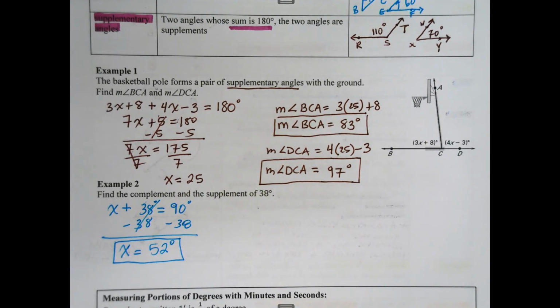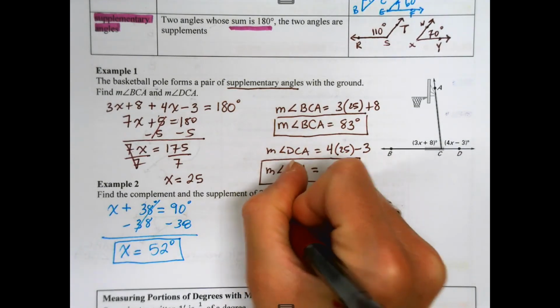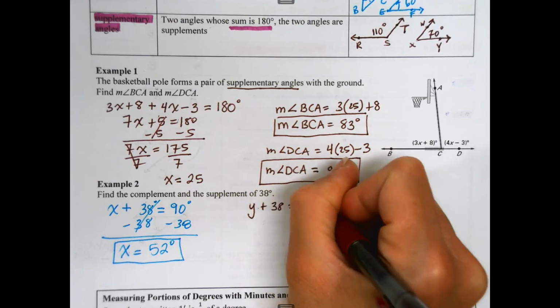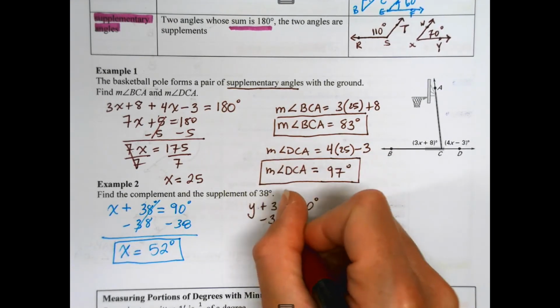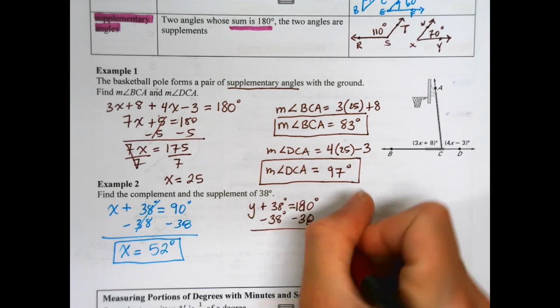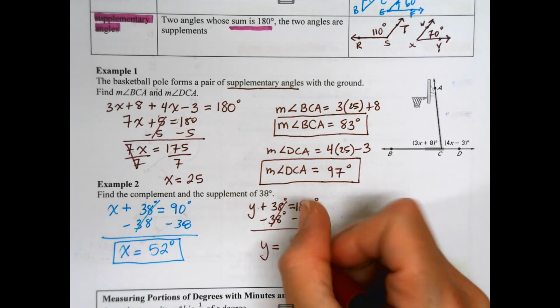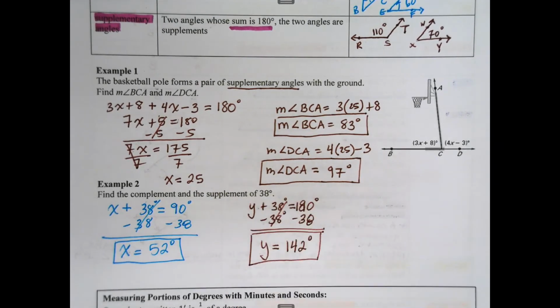For the supplement, we know that some angle plus 38 is going to be equal to 180 degrees. So if we subtract 38 from 180, we end up with the supplement to 38, which happens to be 142 degrees.